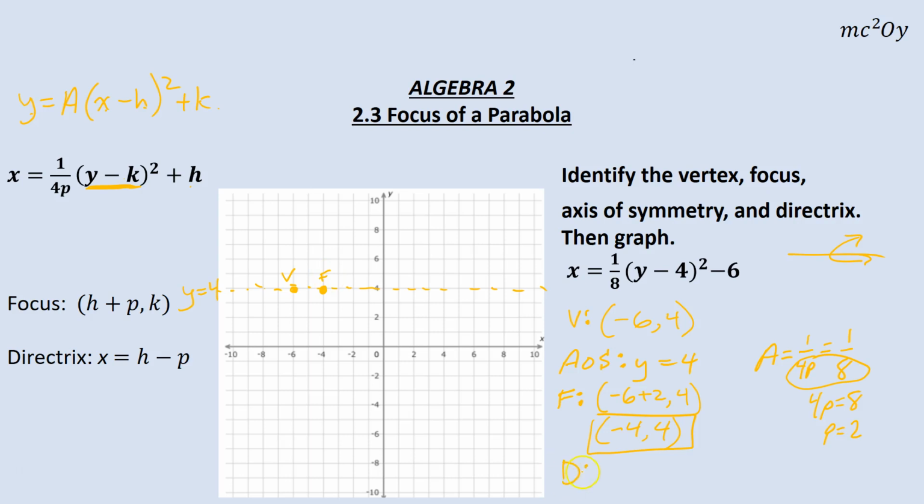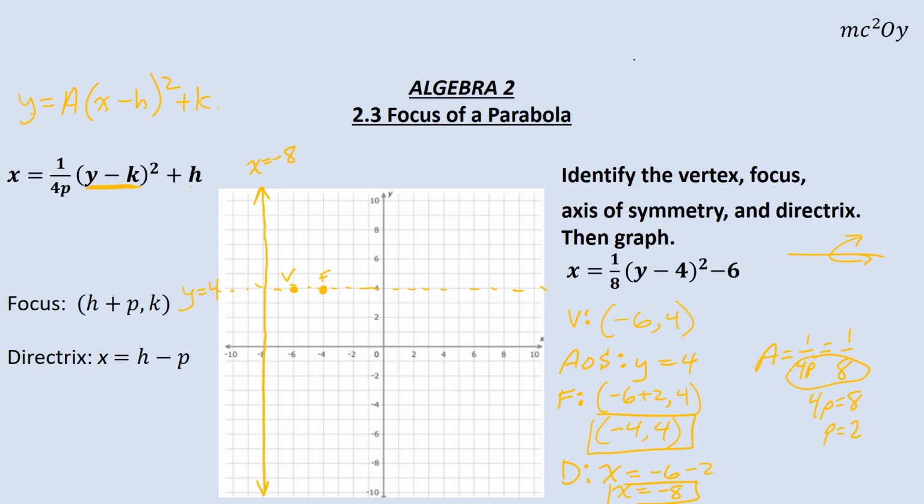So we take the directrix and we'll say that's equal to x equals. So it's going to run up and down, and it's actually going to take the -6 we were at, and we're going to subtract 2 this time. So it's going to be x equals -8. Alright, so it's this line right there. x equals -8. So we got all of our pieces. Now we just need to graph it.